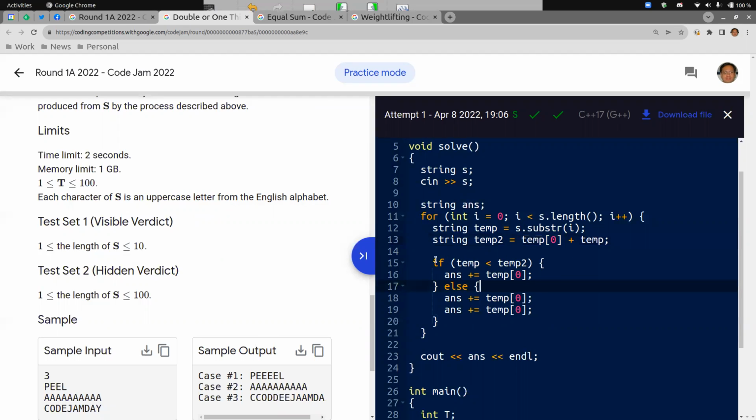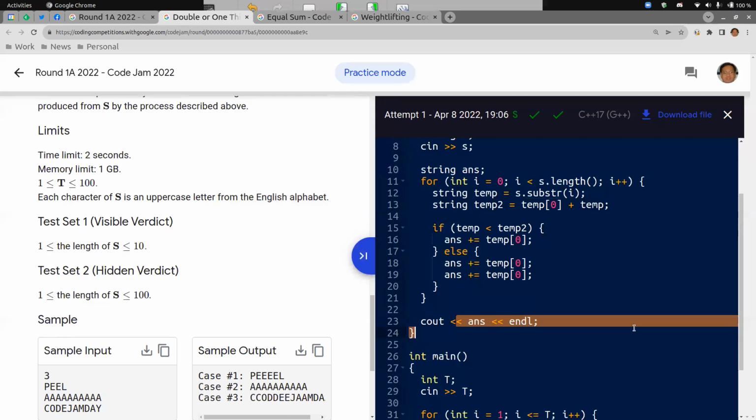And then I just say, okay, if it is better to not double up, then I just add to my answer 1 copy of this character. Otherwise, I add 2 copies of this character. And then I just run through this loop and I just print the answer. That's it.